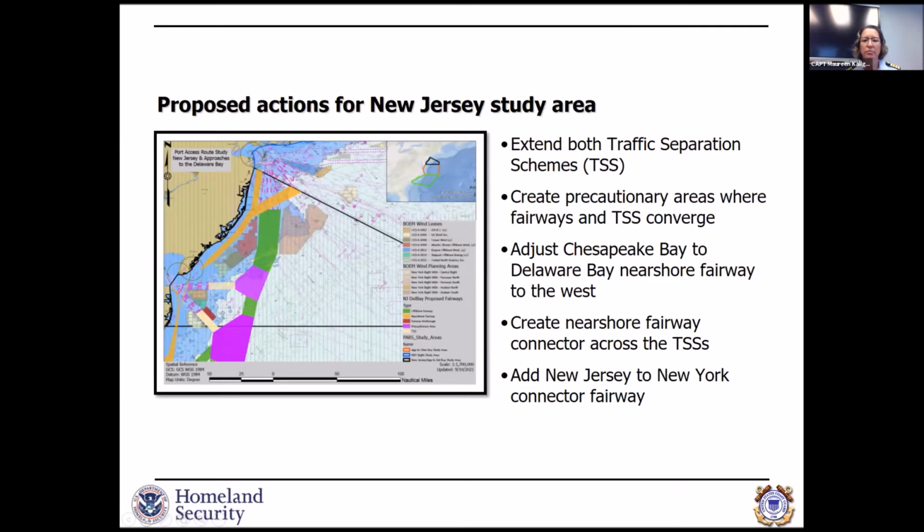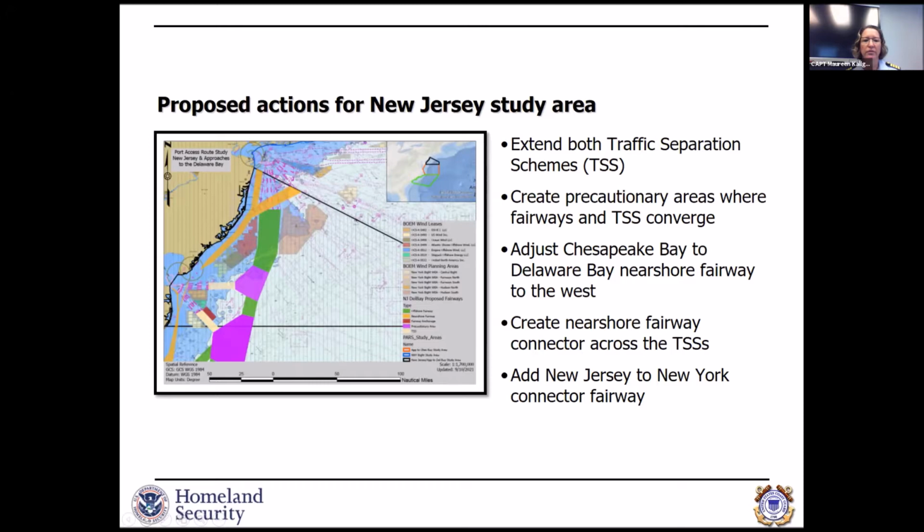We propose an adjustment of the Chesapeake Bay to Delaware Bay fairway, which is along the Delaware and Maryland coast to the south of that chart graphic. We'll move that. We propose to move it closer to shore and create a connector fairway that bisects the TSSs at the mouth of the bay for near shore traffic such as tug and tows.